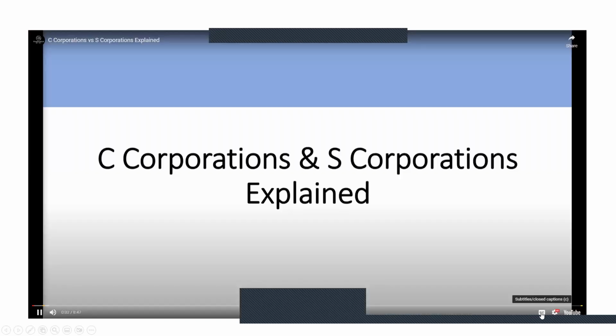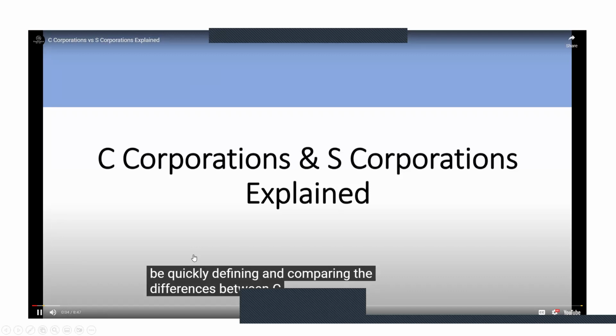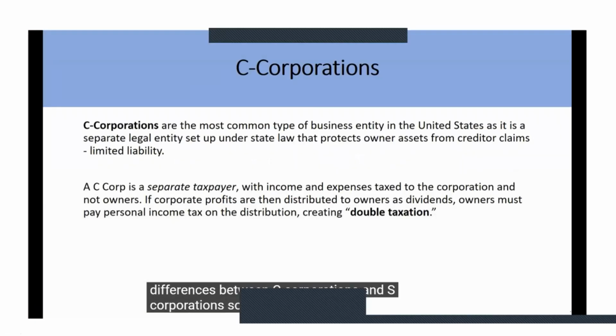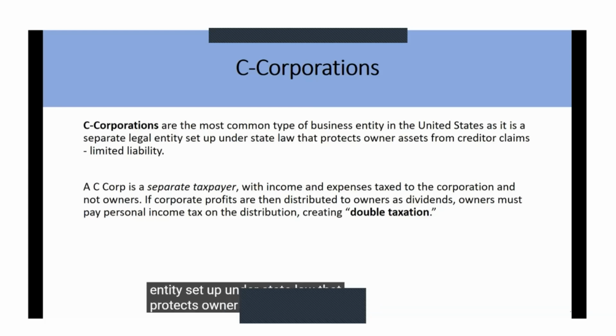Hello everyone, so today we're going to be quickly defining and comparing the differences between C corporations and S corporations. So a C corp is the most common type of business entity in the United States, as it is a separate legal entity set up under state law that protects owner assets from creditor claims, also known as limited liability. A C corp is a separate taxpayer with income and expenses taxed to the corporation and not owners. If corporate profits are then distributed to owners as dividends, owners must pay personal income tax on the distribution, creating what's known as a double taxation. So money is taxed at the corporate level and then at the personal income tax level.